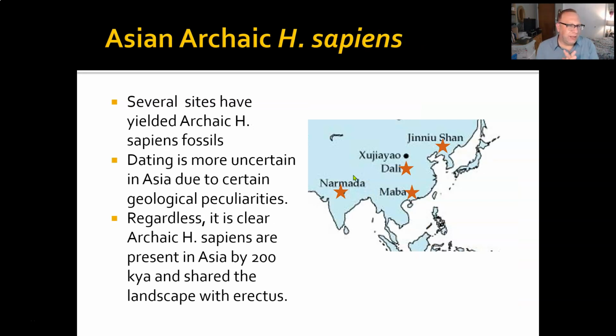Okay, let's talk about Asia. Several sites have yielded archaic fossils. Dating is difficult because of some of the geological peculiarities in Asia, but it is clear that Archaic Homo is there by at least 200,000 years ago, and would have shared the landscape at the same time with Homo erectus. So this one's really interesting. You don't have this disappearance of Homo erectus like you have in the other 2 areas. You've got this side-by-side living going on until quite late, much later than the disappearance of erectus in Europe and Africa.